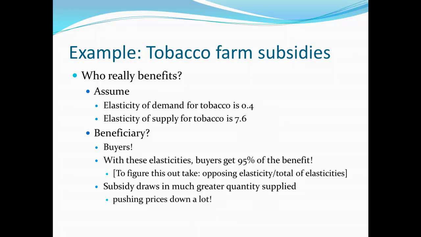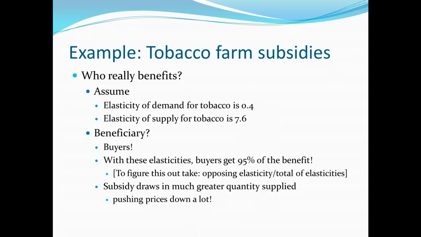Now with these elasticities, it actually ends up that buyers get roughly 95% of the total benefit of any subsidy that happens. In order to figure that out, all you have to do is take the elasticity for the opposing side. So if we're talking about buyers, you look at the supply elasticity, divide that by the total of the two elasticities.